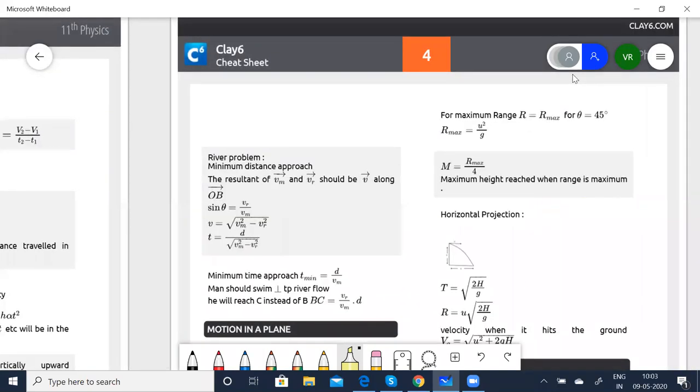So how to solve whenever you are given a problem? Before that, let me also quickly go through how to, before that, let me go through that. One second.